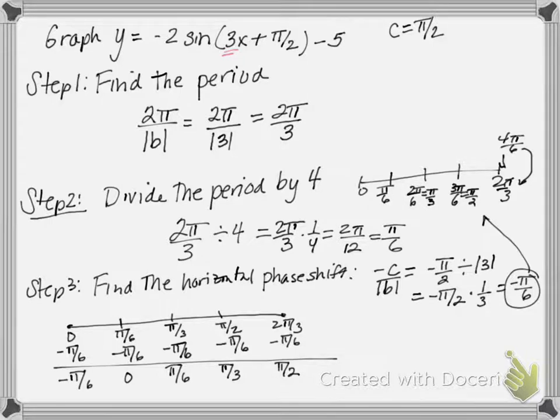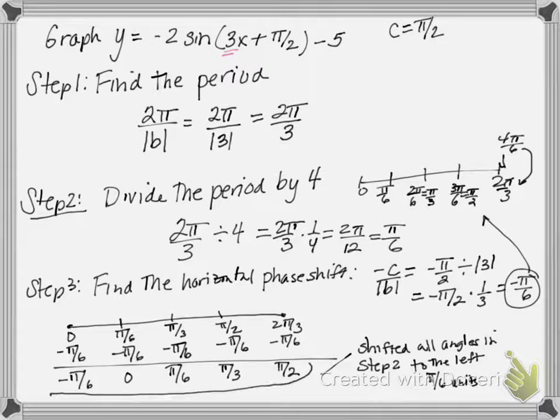So what I did was shift all angles in step 2 to the left pi over 6 units. All right, so these are my new angles here. These are my x values that I'm going to substitute into a t-table to find the y values for those x values.